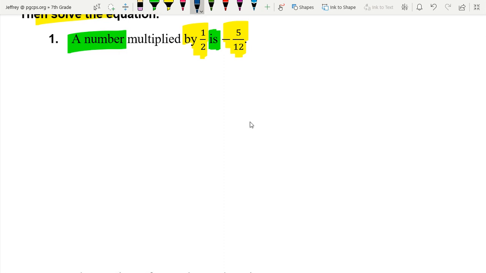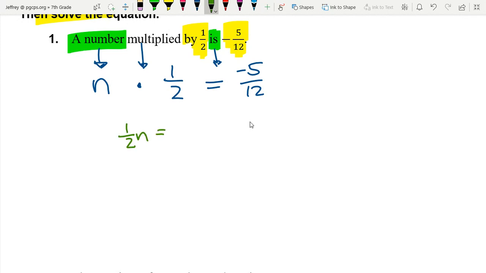So let's break this down. If we do not know what number this represents, then we use a variable. So let n represent a number. Multiplied by 1/2 means the result is, or equal to, -5/12. So when you multiply n times 1/2, the product would be 1/2 n is equal to -5/12.